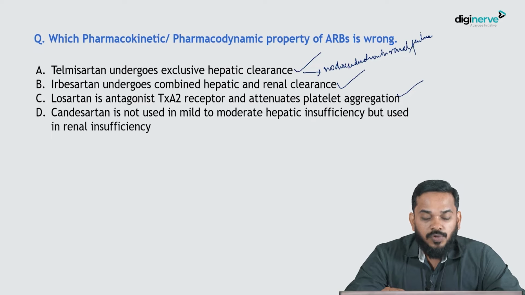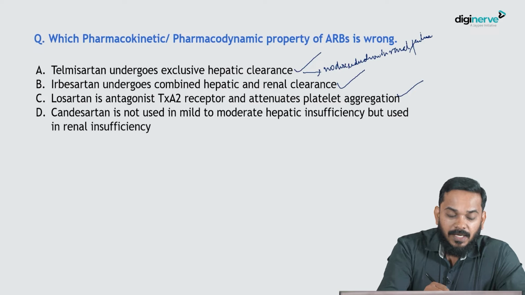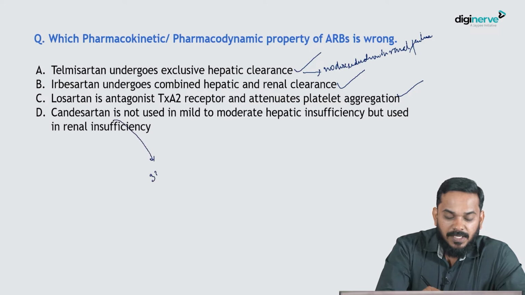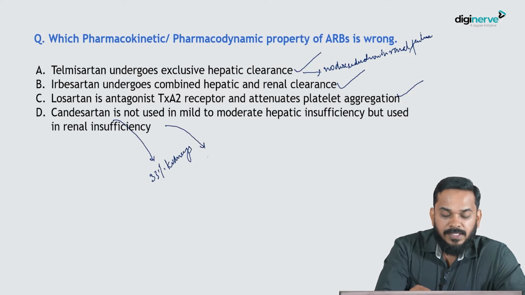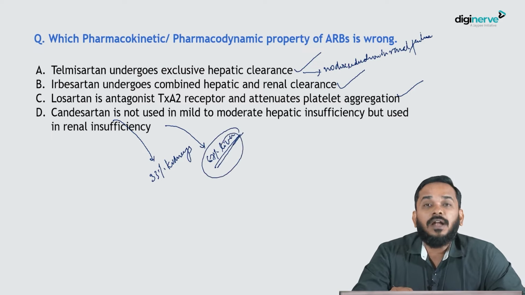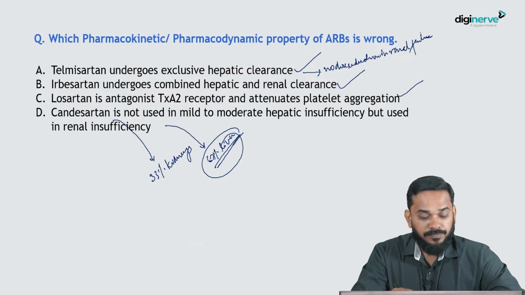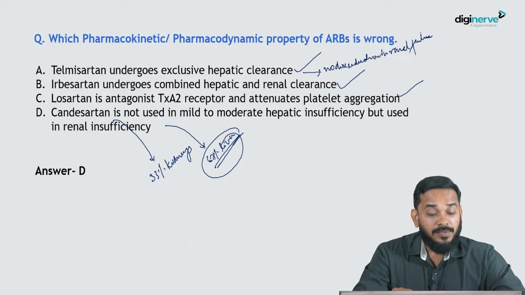Candesartan is not used in mild to moderate hepatic insufficiency but used in renal insufficiency. Of candesartan, 33% is eliminated by the kidneys and 67% is eliminated by the liver. So though the major proportion of candesartan is eliminated by the liver, candesartan cannot be used in renal insufficiency because there will be accumulation. So the correct answer would be option D.